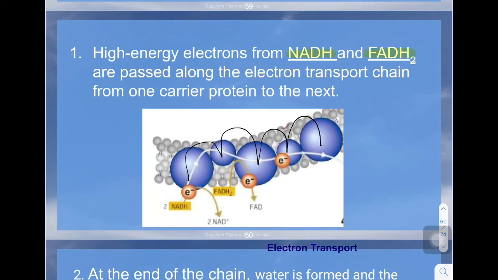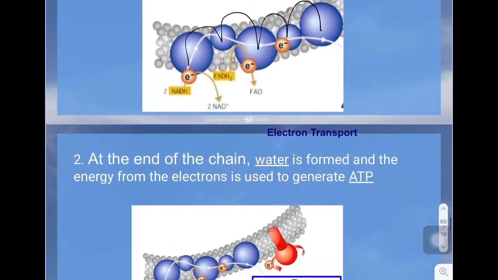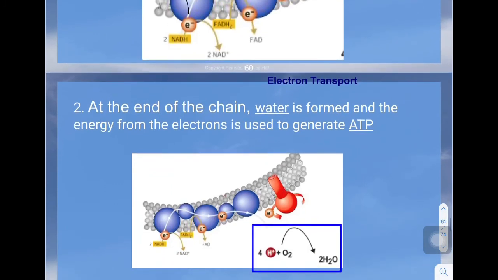Now the electrons need somewhere to go though. So at the end of this little chain, like when you're skipping a stone, what happens? The stone eventually falls into the water, right? If you're skipping a stone across a pond, eventually it falls into the water. Well, that also happens with the electrons. At the end of the chain, water is going to be formed by those leftover electrons. So water will be formed, and the energy used as those electrons bounce down is going to be used to generate ATP.